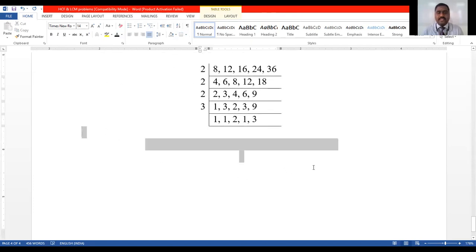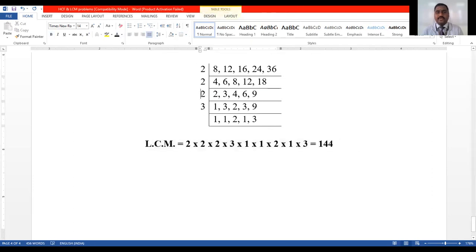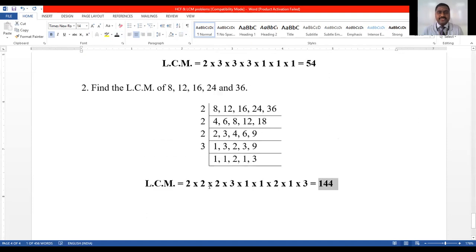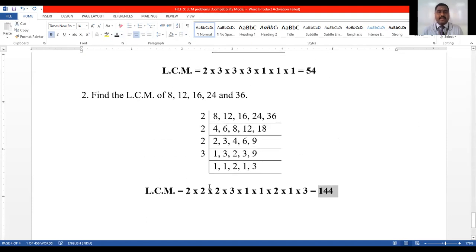So finally, what will be the LCM? 2 into 2 into 2 into 2 into 2 into 3 into 1 into 1 into 2 into 1 into 3. So finally, you have to take all the divisors. If you multiply all the divisors, you will get 144. So this is a way to calculate the LCM by using the division method.